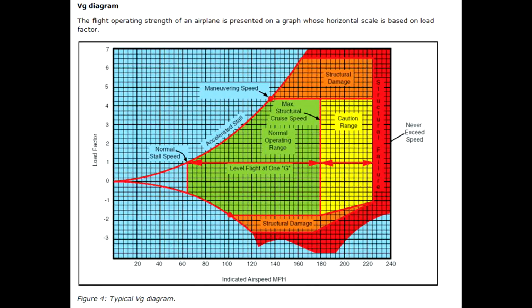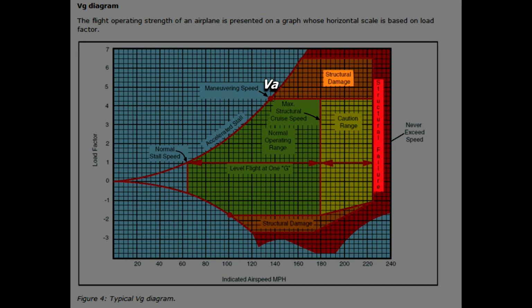Manufacturers design a prototype, place it in a wind tunnel, and test the airframe efficiency and performance. Maneuvering speed is noted as VA. This speed is critical, as any speed above VA could cause structural damage or failure, depending on maneuvering. Any speed below VA, and the aircraft will stall, thereby not jeopardizing the structural integrity of the airframe.